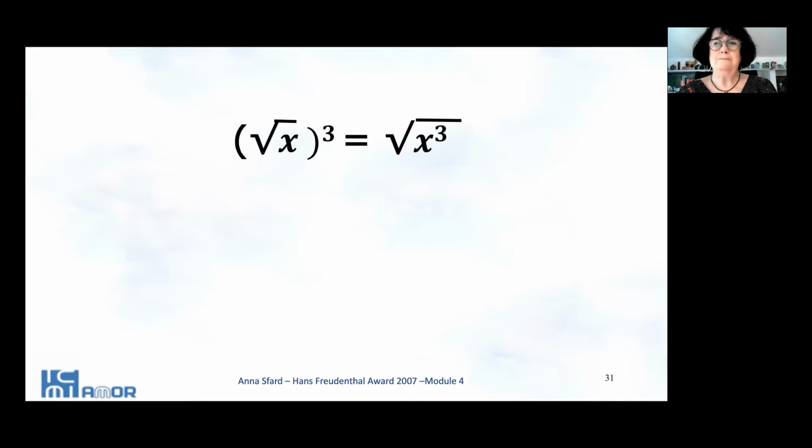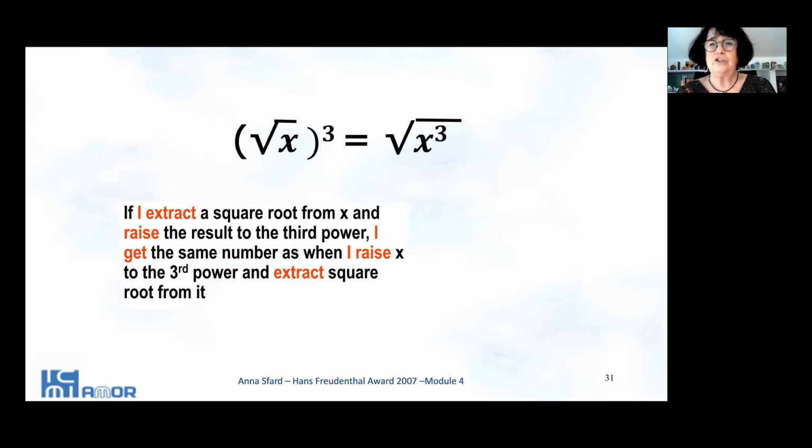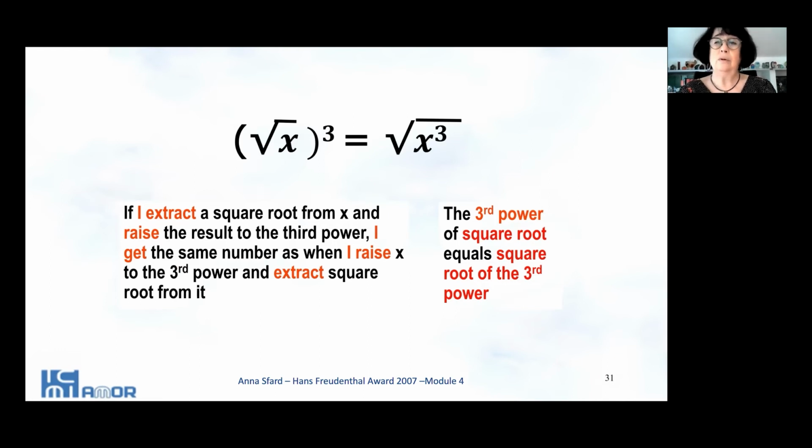To make my first point, let me take a look at this symbolically presented mathematical narrative. I can read it in words as follows. If I extract a square root from x and raise the result to the third power, I get the same result as when I raise x to the third power and extract square root from this. But I can also read it in this way. The third power of square root equals square root of the third power. What is the difference between these two formulations?